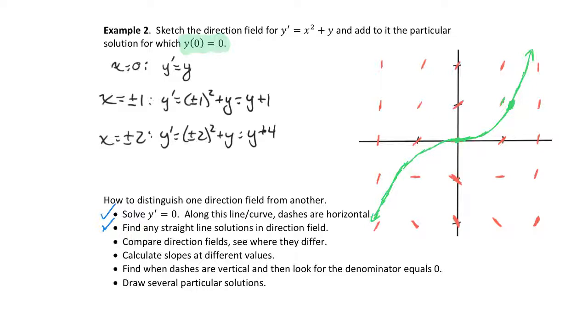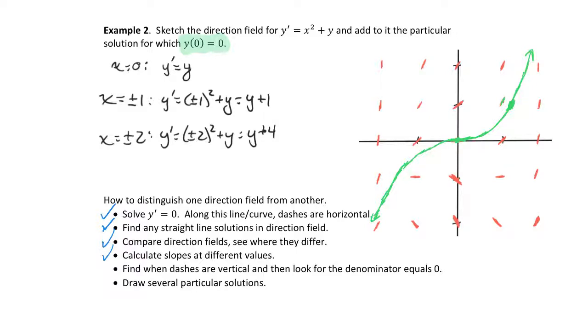Maybe you want to compare 2 direction fields. You say, hey, they have these characteristics in common, but here's a characteristic they differ in. So how will I determine which is which there? Find the slopes at particular values. So I might notice that in one of the direction fields I have positive slopes in the first quadrant, and in another direction field I have negative slopes, and that might help me figure out which is which.